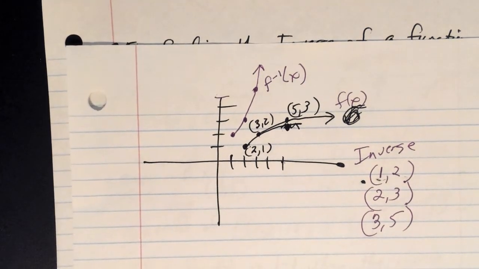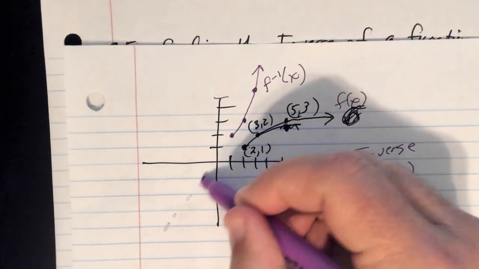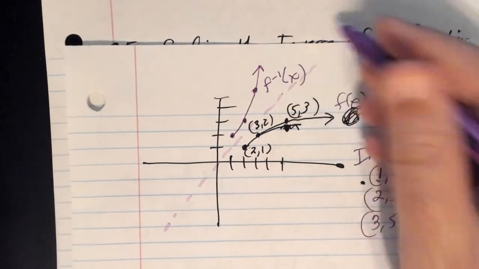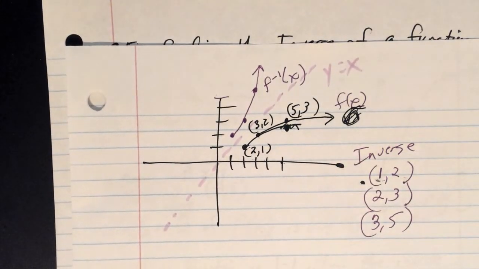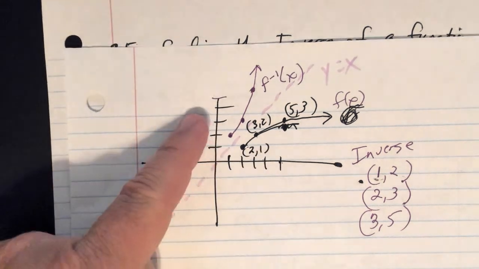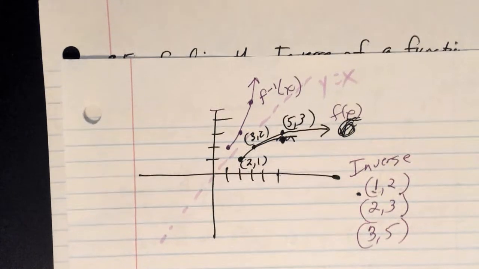Now, one of the reasons the inverse does what it does is because it's also known as a reflection over this line, y is equal to x. You don't really have to know too much about that, but that's kind of how it works. These points reflect over this line this way. So if you need to find the inverse of a graph, just flip the points and regraph it.